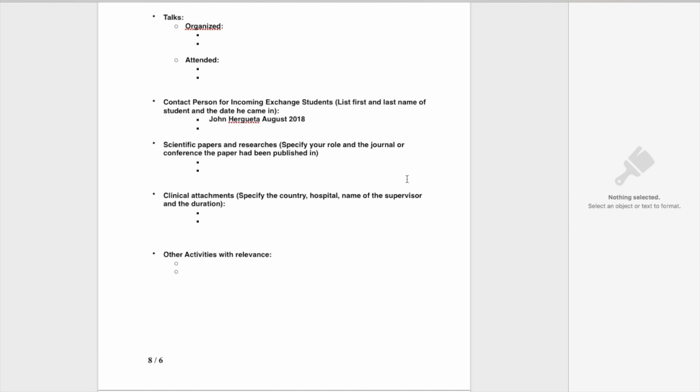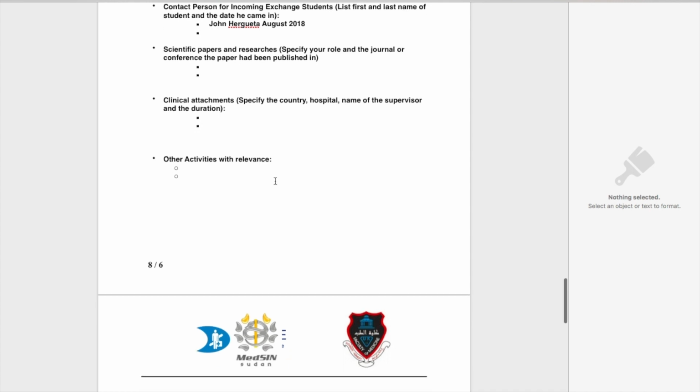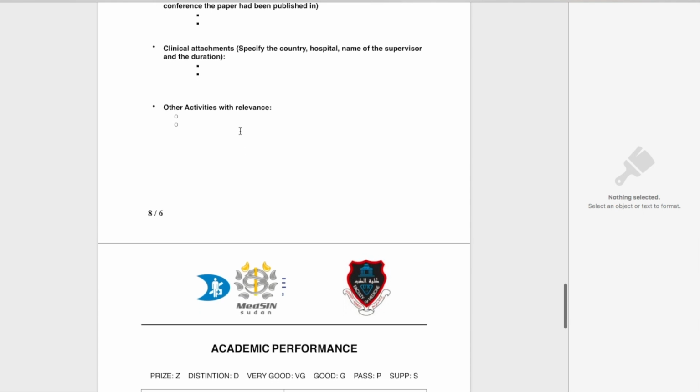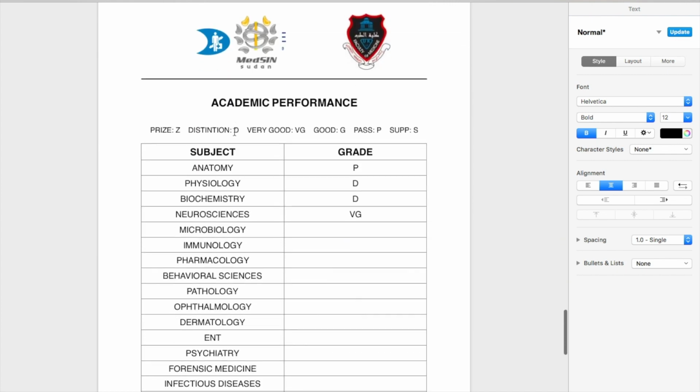Clinical attachments: specify the country, hospital, name of the supervisor, and the duration. That's pretty clear. Other activities with relevance: here you can type in anything that you think is relevant and that you were looking forward to type in, but you didn't find a suitable place up there to write. So just go ahead and use this platform to write whatever you think is relevant and might help you with your application here. Academic performance.